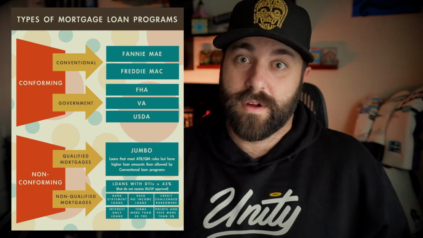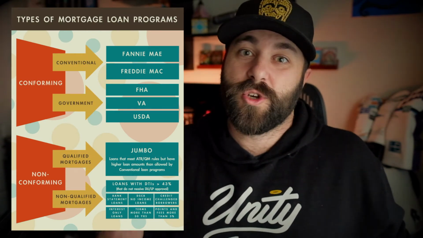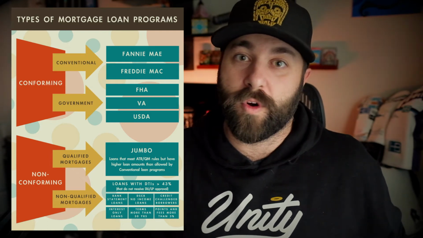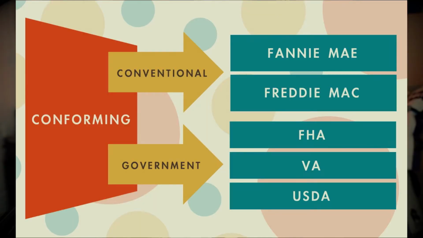So here we go. A plain, simple, easy to understand infographic showing the different kind of loan programs that there are. Honing in on the top of things is the stuff that you're all familiar with. Conforming loans. These are your conventional and your government. The conventional loans are broken down into 2 buckets, which are Fannie and Freddie. Your government are broken down into 3 buckets, which are FHA, VA, and USDA.